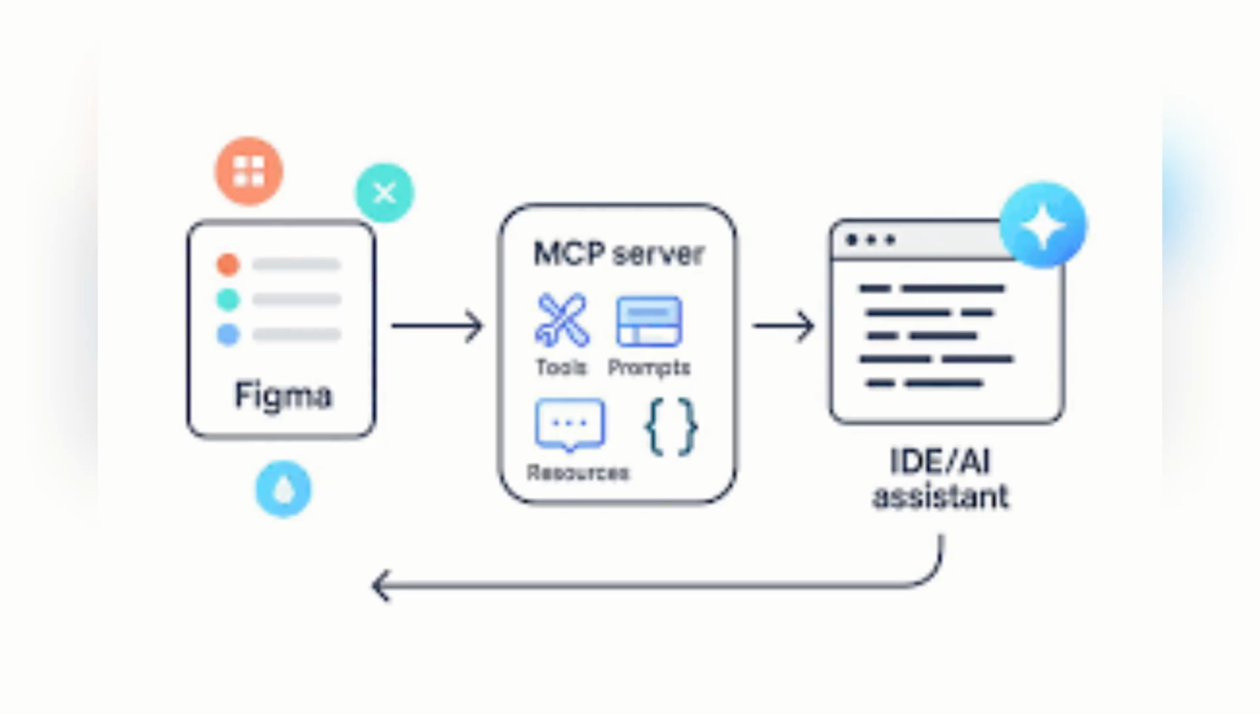Once everything is connected, the real power of MCP becomes clear. When you select a layer or frame inside Figma, your AI assistant can access the design context of that specific selection. That means it understands spacing values, layout structure, variables, tokens, and components. Instead of generating generic code, it can now produce code that closely matches your actual design system.